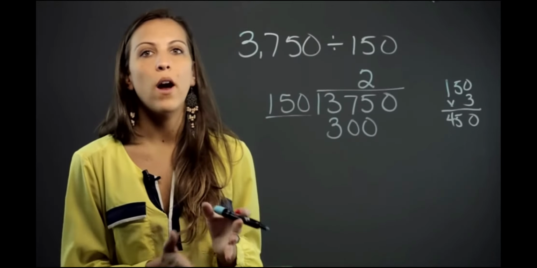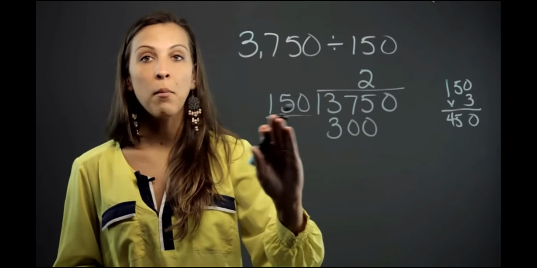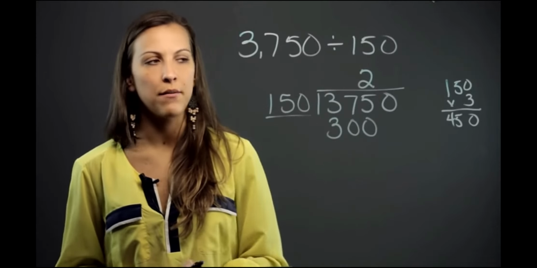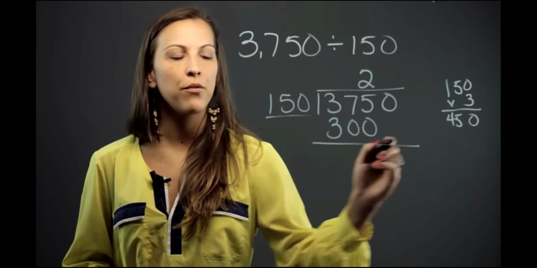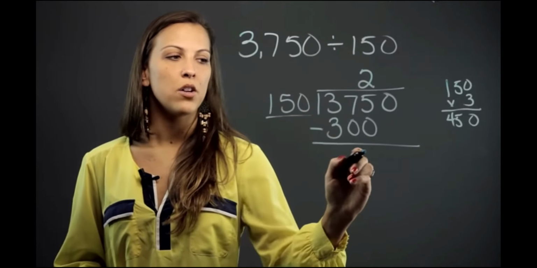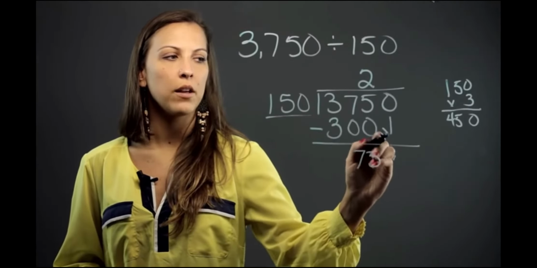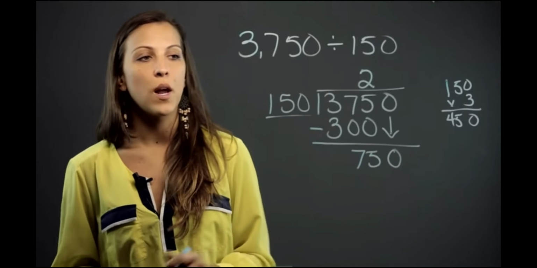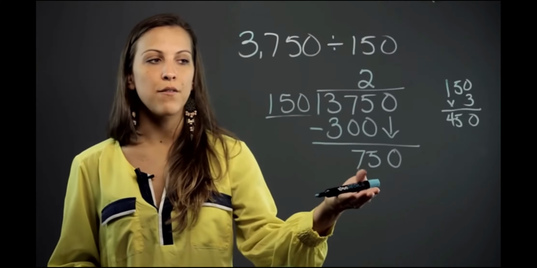So it's a little bit of trial and error on the side with deciding how many times this big number will go into 375. But once we find the right number, we follow the same steps as long division. 375 minus 300 will give us 75, and now we bring down the next 0. So now again, we have 150 into 750.